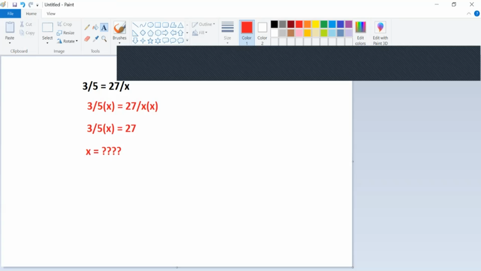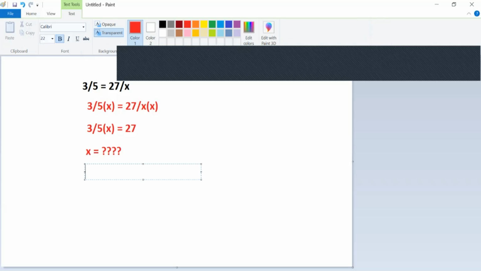The only way I can do that is put x on top. I put x on top by multiplying both sides by x. Cross multiply, as they say. So now I've got x on the left-hand side, but I have to get it by itself. That means I have to multiply 5/3 on both sides to get rid of this, or cross multiply. That's really what you're doing. So then x is equal to 27 times 5 over 3.